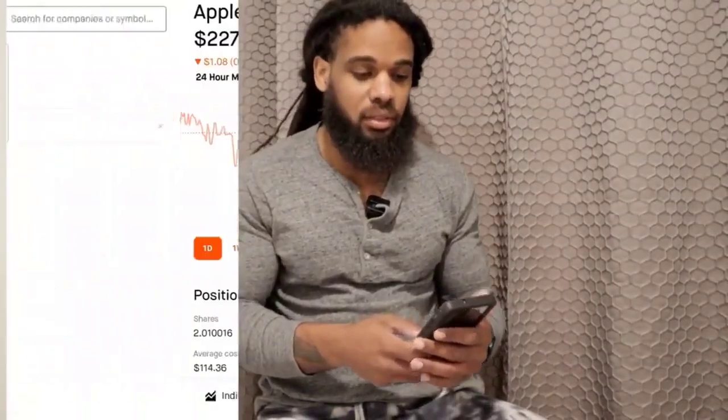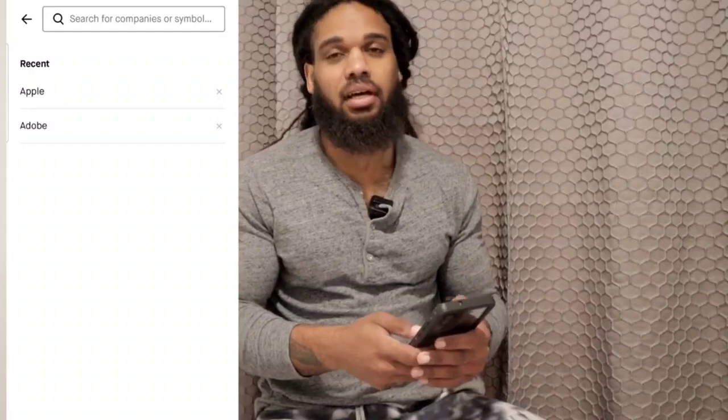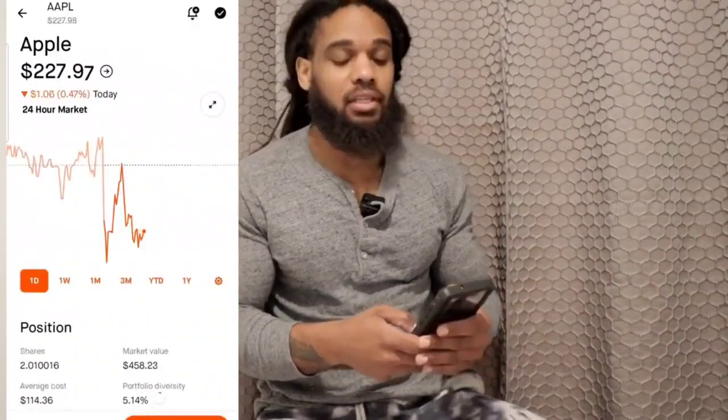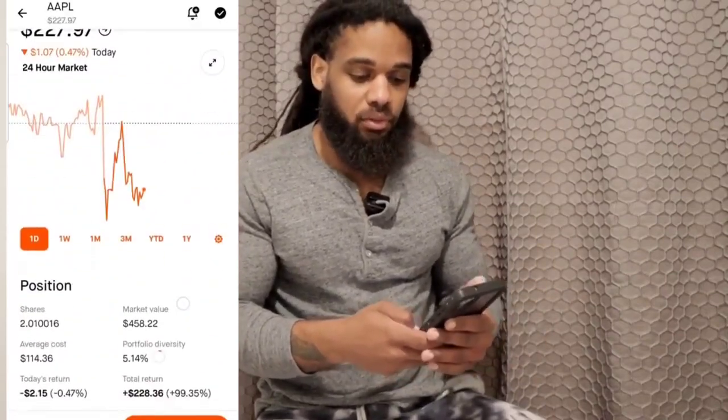How to trade options on Robinhood for beginners. All right, so the first thing we're going to do is look for the specific stock that we want to trade. For this example, let's do Apple.